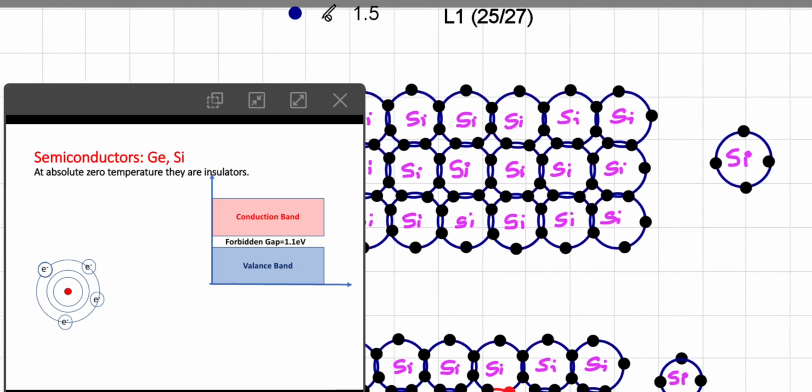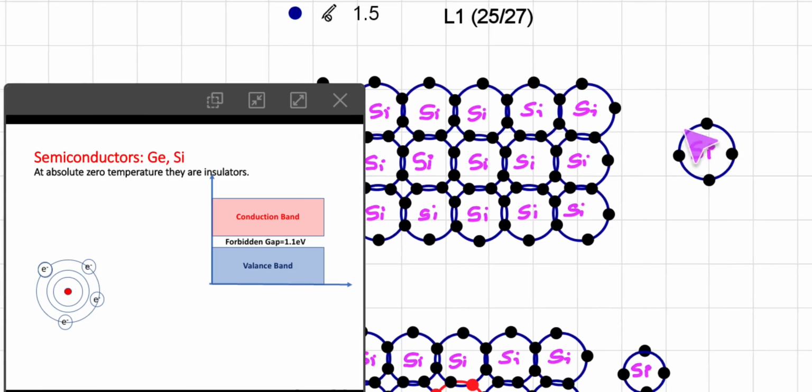See here, you see that this is a silicon atom. In its outermost shell there are 4 electrons, but we know that every atom tries to become a stable atom, and so for this it requires 8 electrons in its outermost shell.